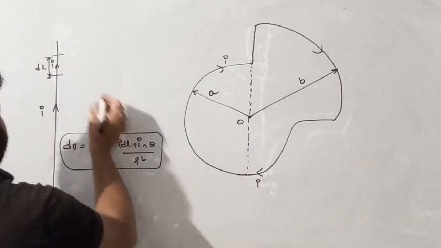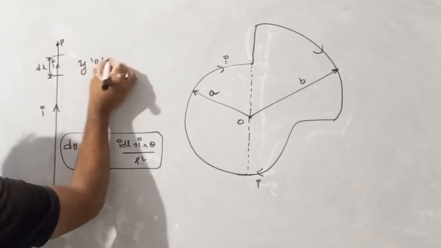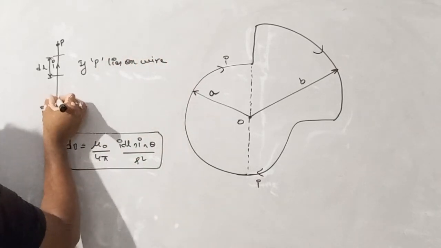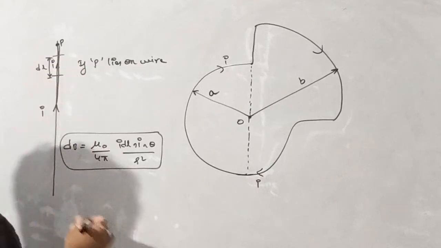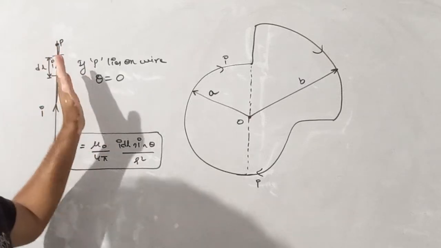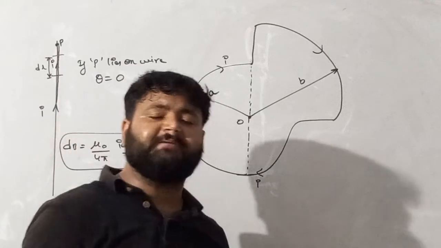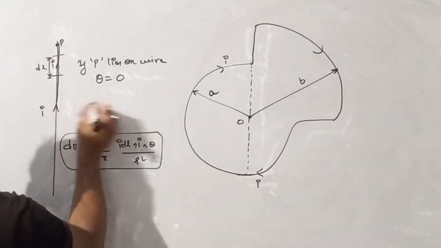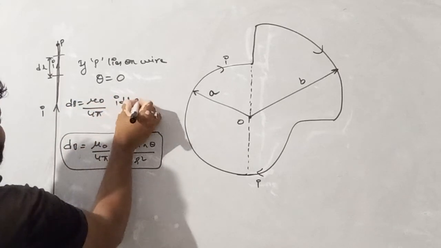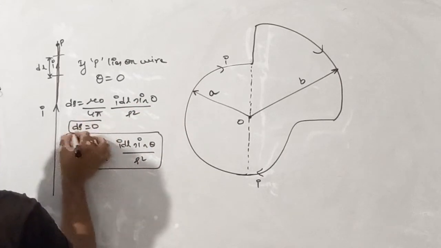Let's suppose, my dear student, point P like this lies on the wire. If P lies on the wire, then the angle between the current element and point P, that is theta, is 0, because point P lies itself on the wire. So if the angle is 0, in that case dB becomes equal to mu naught upon 4 pi, I dL sin 0 over R square. Sin 0 is 0, so the magnetic field becomes equal to 0.